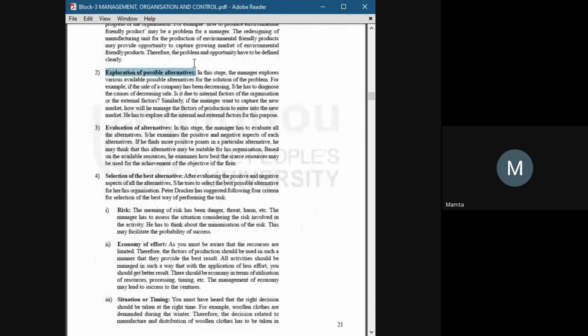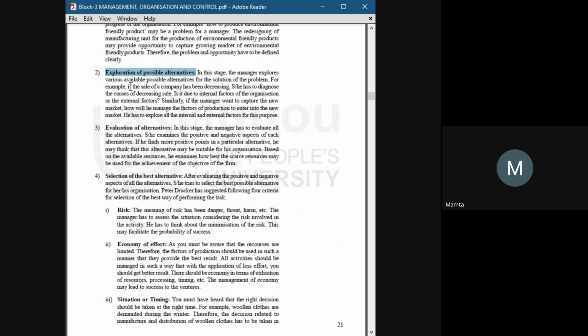Exploration of possible alternatives. Now you have identified the problem in the first step. Now you will explore all the possible alternatives for that problem. The manager explores the various available alternatives for the solution of the problem.